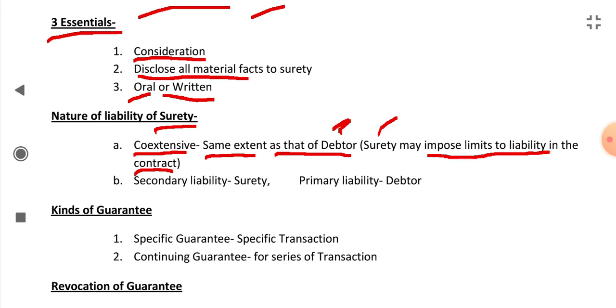The surety's liability is secondary. The primary liability is of debtor. First, the debtor has to pay. If the debtor is unable to pay, then only the surety will pay. It means it has secondary liability.